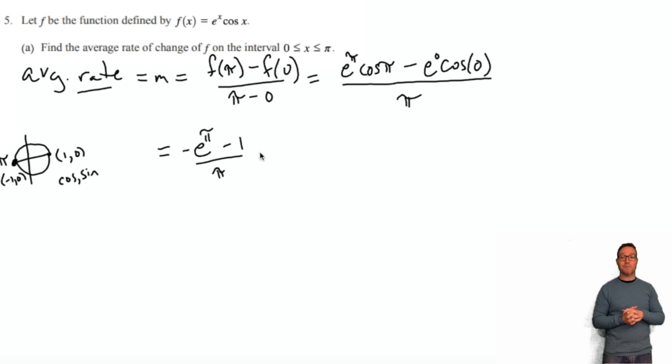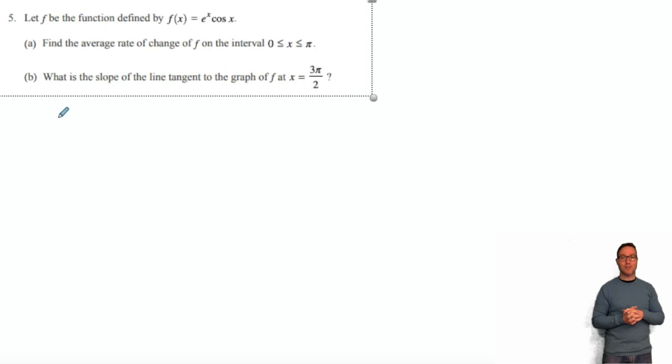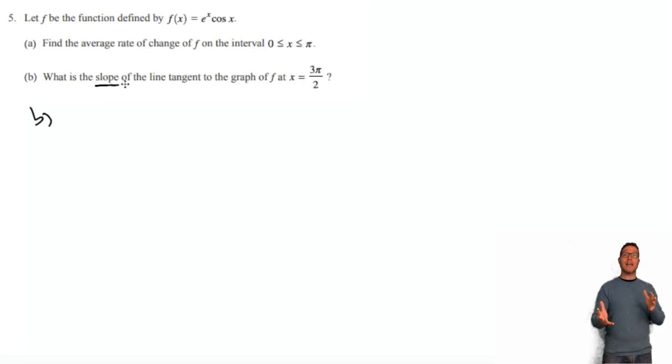Let's check out part B, shall we? We shall. Here it comes. Part B wants to know what's the slope of the line tangent to the graph of f. Again, that means the derivative. Slope of the tangent line is the instantaneous rate of change. It's the derivative right at 3 pi over 2.